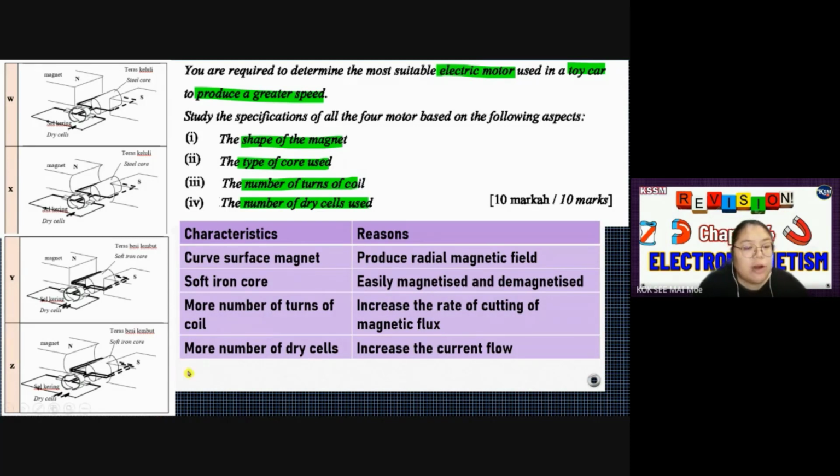Okay, and the last one, dry cell. When I say dry cell, more means what? More current to flow. If I say magnet, the magnet is a large magnet, to increase the strength of the magnetic field. So that means the pattern is already there. Then the concept is there. That means when they come out, the question is almost like this. So this is how you answer the essay question.